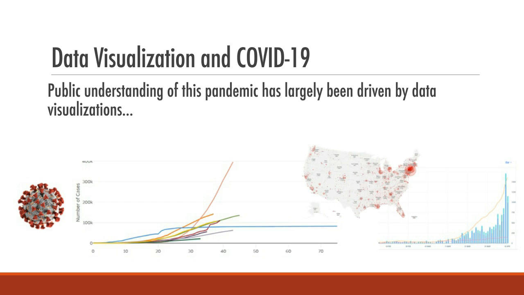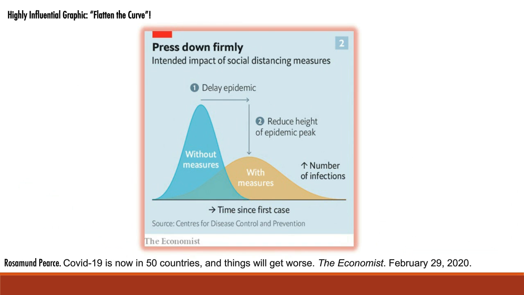More than any other crisis that I can remember, data visualization is helping to shape the public's understanding of this pandemic. They are being used both to inform the public and policymakers and also to persuade people to change their behaviors. I think by now everyone has probably seen this highly influential flatten the curve graphic. This first appeared in The Economist in late February.